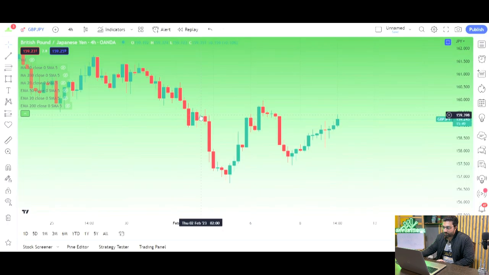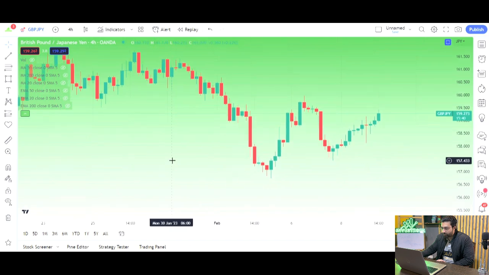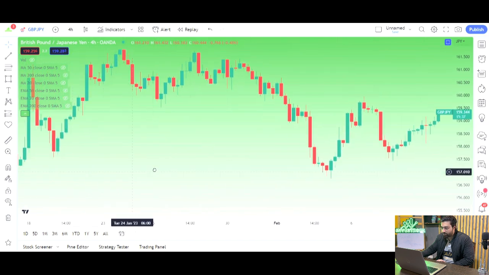You can see there's a chart in front of you and this is a live market. Price is moving. This is a chart of GBP/JPY 4 hour. So we will find the support level and the resistance level and how to trade with them.